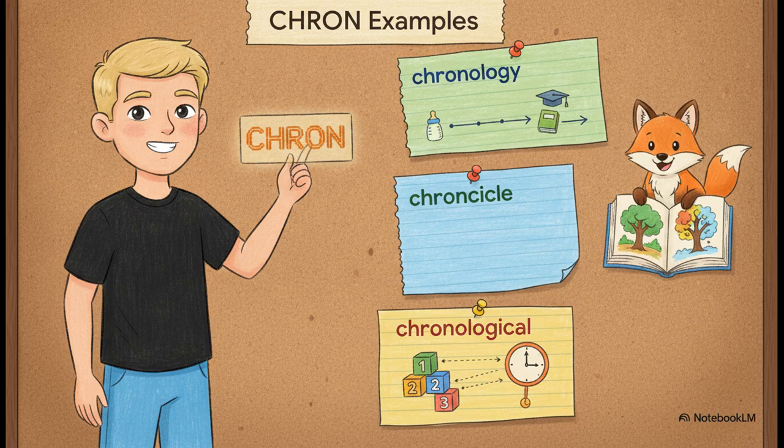A chronology lists events in the exact order they happened in time. A chronicle tells the story of events as time actually goes by. And chronological order, that just means the order of time from first to last. You see how that works? The second you spot CHRON, you've got the cheat code. You immediately know the word has something to do with time.